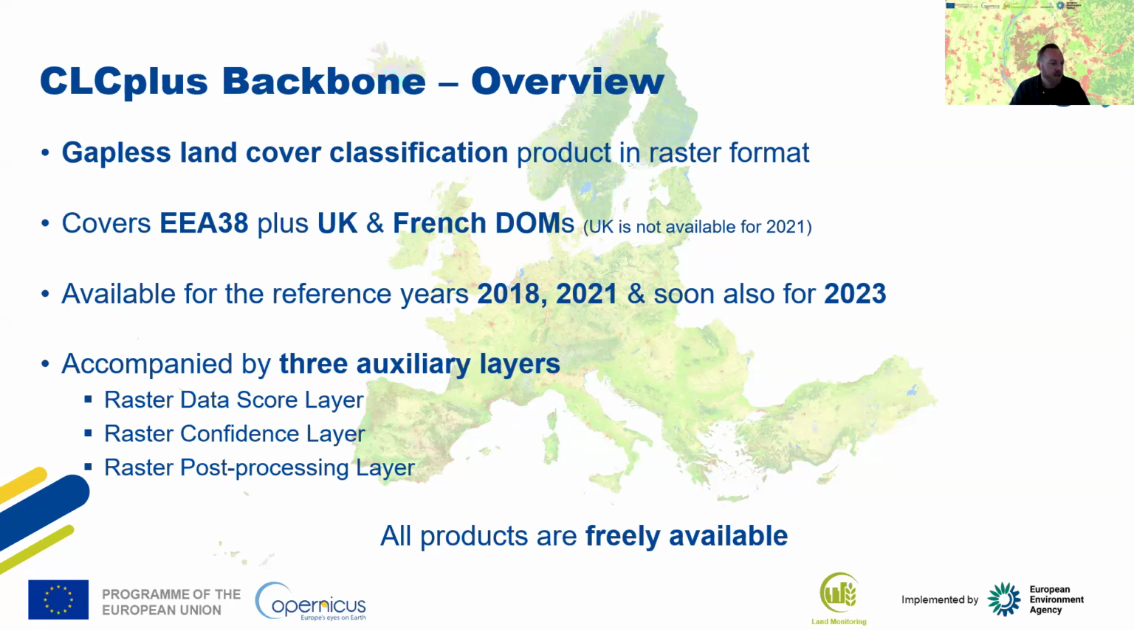And the main raster classification is accompanied by 3 auxiliary layers, being a data score layer, holding information on the number of available Sentinel scenes for the input time window. Then there's a confidence layer giving information about the confidence of the classifier in the class assignment for each pixel. And there's a post-processing layer flagging all areas that have been changed in the post-processing. And all of those products are, of course, freely available to everyone. Next slide, please.